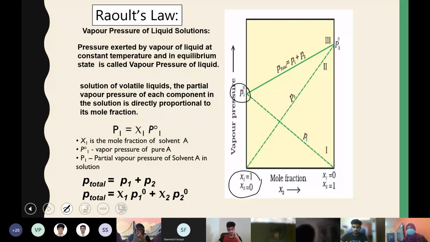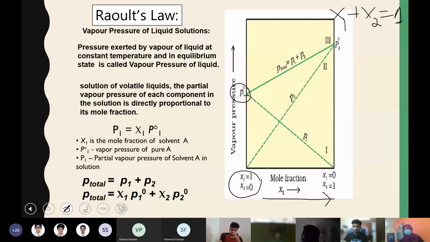And after that you can see the mole fraction is increasing for chi2. You keep on adding solute, which means the mole fraction of the solute, chi2, increases along the x-axis. As you go from left to right along the x-axis, the concentration of the solute is increasing and the concentration of the solvent is obviously decreasing, because chi1 plus chi2 should always be equal to 1. That is the rule as per the mole fraction.